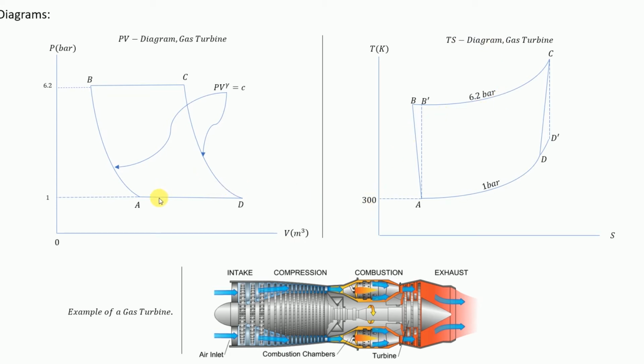Here we have A to B and C to D to be adiabatic and B to C and D to A to be isobaric. So shown below is an example of a gas turbine. So we will use states A, B, C, and D in solving our equation later on, and we will use B prime to be isentropic to A and D prime to be isentropic to C.